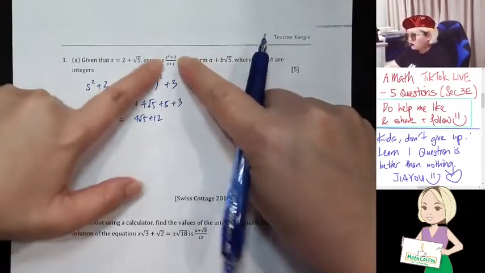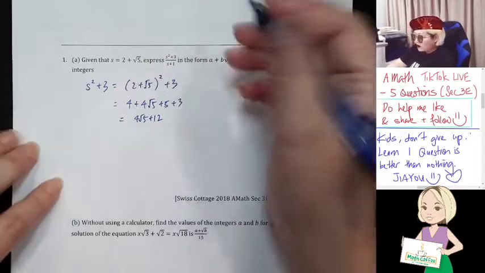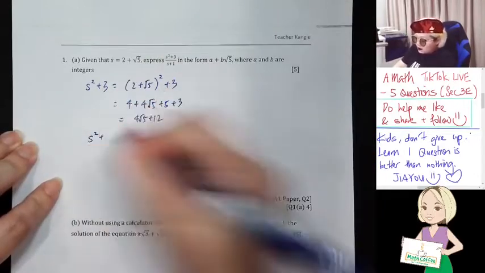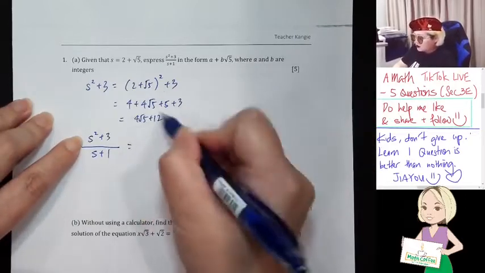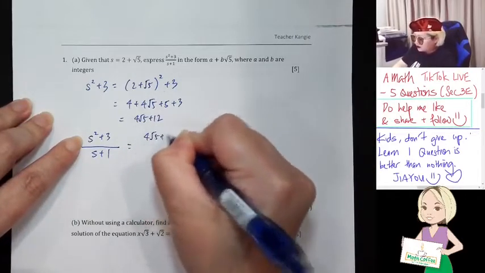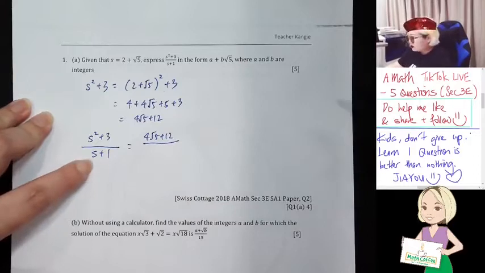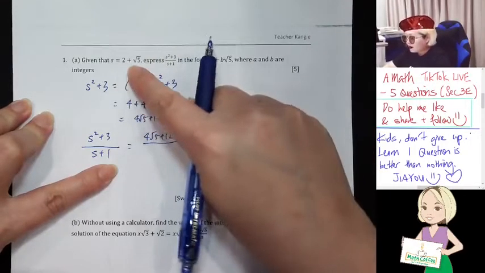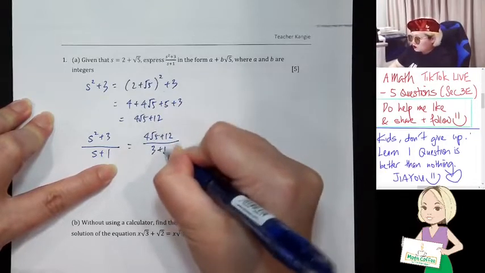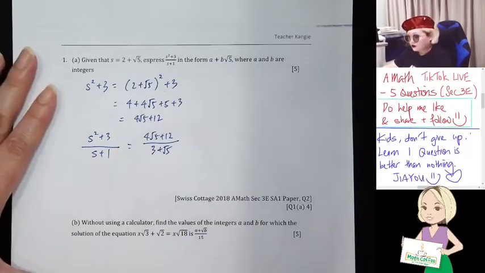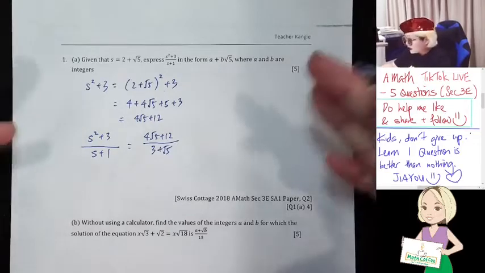Okay. So now I want to express this whole thing. So I will have s squared plus 3 over s plus 1. So s squared plus 3 will be this, I put it at the numerator. Denominator is s plus 1, right? So my s is 2 plus square root 5, plus a 1, so I will just write this as 3 plus square root 5. So technically speaking, this is the answer.